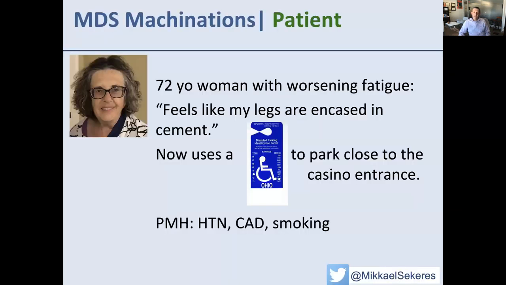Okay, so let's talk about an individual patient. A 72-year-old woman comes to my clinic with worsening fatigue, and she tells me it feels like my legs are encased in cement. And I actually had a patient say this to me once because she was profoundly anemic. She now uses a handicap parking tag to park close to the casino entrance when she goes gambling. Her past medical history is notable for high blood pressure, heart disease, and she's a smoker. And if you're worrying that I'm violating one of my patients' privacy by showing this photo, it's actually a photo of my mom. My mom does not have myelodysplastic syndromes, although she actually has had a diagnosis of cancer.